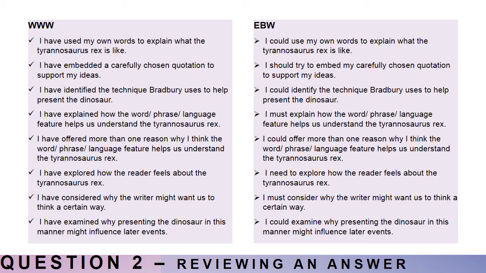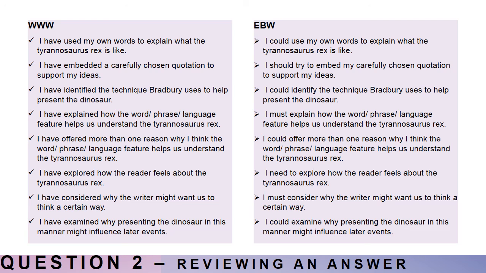So each of those has a corresponding target. So for example, I could use my own words to explain what the Tyrannosaurus Rex is like. Perhaps you've given one layer of analysis, but you could be looking at upgrading your writing. So it might be that you're picking, I could offer more than one reason why I think the word or the phrase or the language feature helps us to understand the Tyrannosaurus Rex. So take your time to then work out one or two EBIs that you think actually you could work on if you were writing another response.